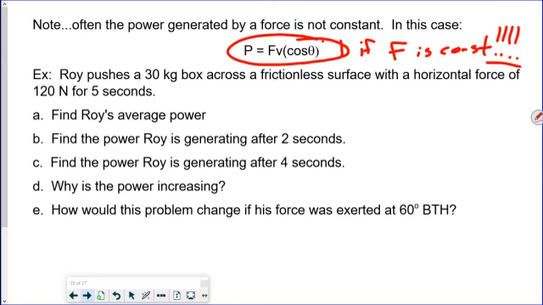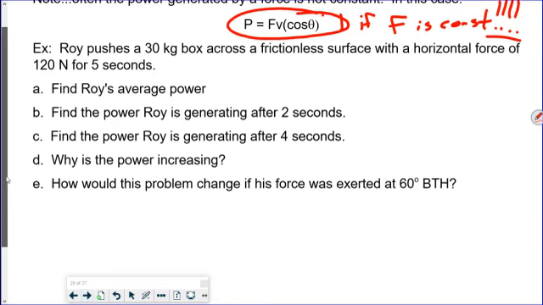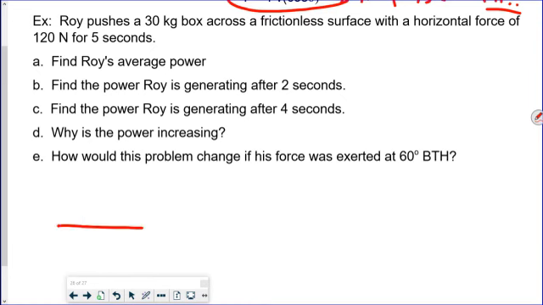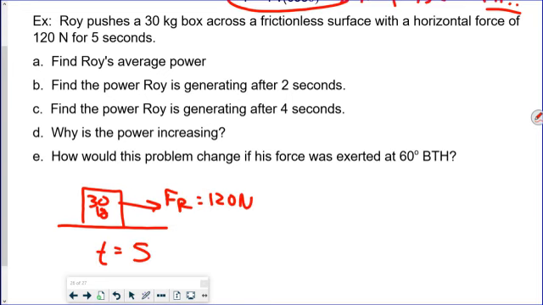All right, so in this example, Roy pushes a 30-kilogram box across a frictionless surface with a horizontal force of 120 newtons for 5 seconds. So here's our surface, here's our box, 30 kilograms. Here's our force of Roy. This is all going to happen for 5 seconds. Notice my velocity is always going to be this way, right? So for this problem, our angle is 0 degrees, because my force and my velocity are parallel.